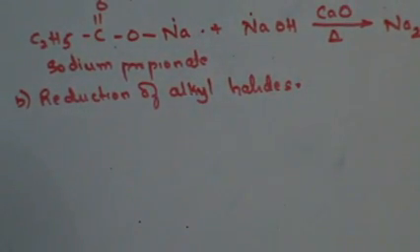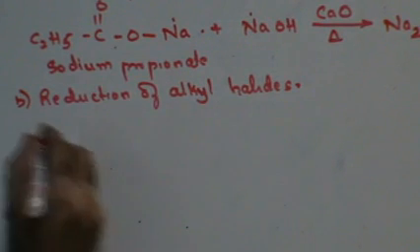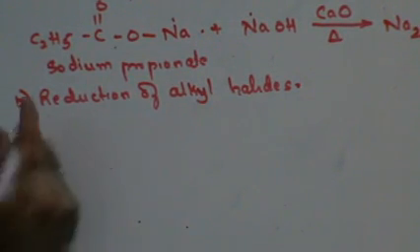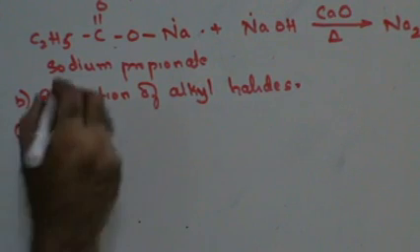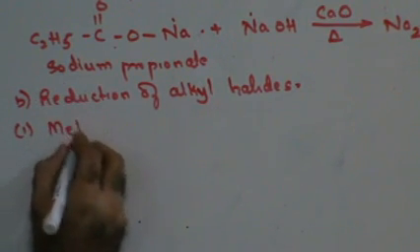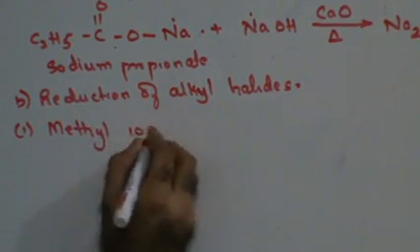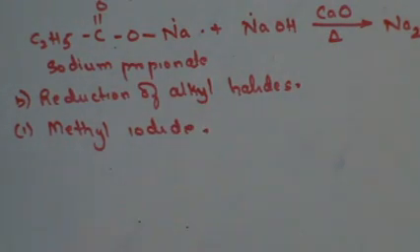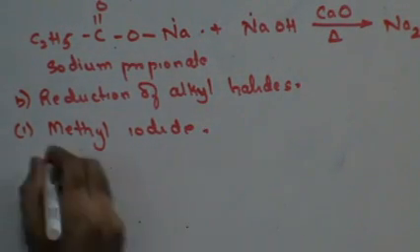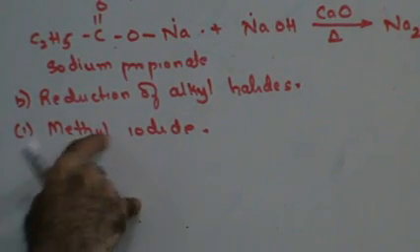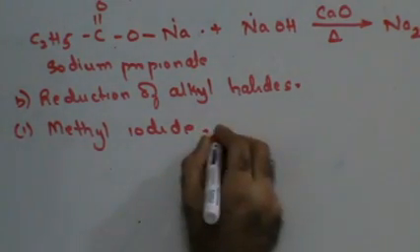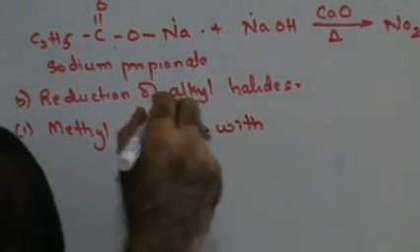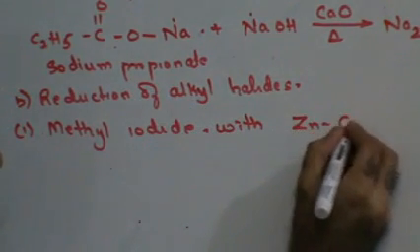Right? Let's see what happens when, I'm going to explain this to you with the help of a reaction. What happens when methyl iodide is treated with zinc copper couple? Methyl iodide, alkyl halide. Methyl iodide is treated with zinc copper couple.